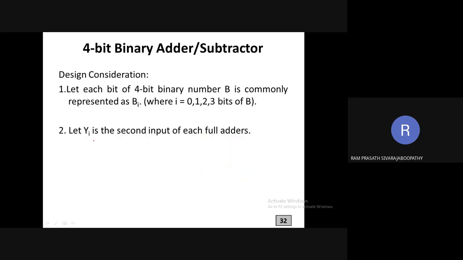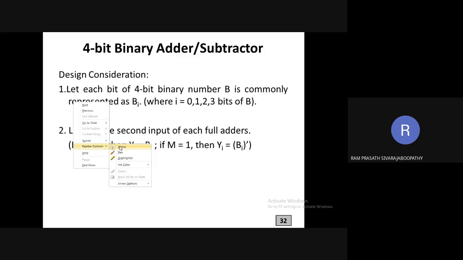As of now, what is Yi? The second input of each full adder. It is from the inputs B and M. If M equal to 0 then Yi should be Bi. That is, Yi is the actual input we are going to give as the second input to each full adder. Correct? Clear? i stands for 0, 1, 2, 3, it can be anything. For example, if we consider 2, Y2 equal to B2.